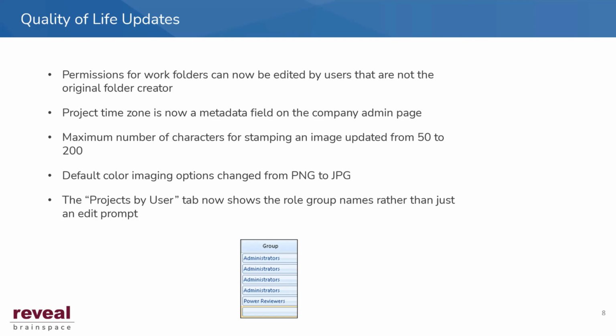For clarity and troubleshooting purposes, projects will now show the associated time zone in the Project tab of the company admin menu. We have made two notable updates to production. The first is updating the maximum number of characters available for stamping from 50 to 200. In addition, we have made the default imaging for color images JPEG. This better aligns with the expected image format of other industry applications.